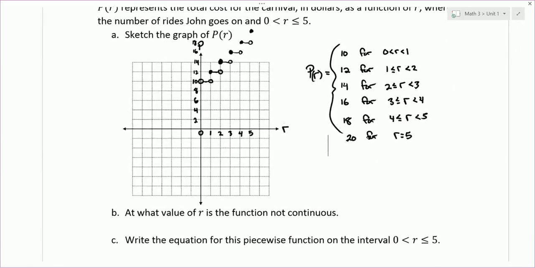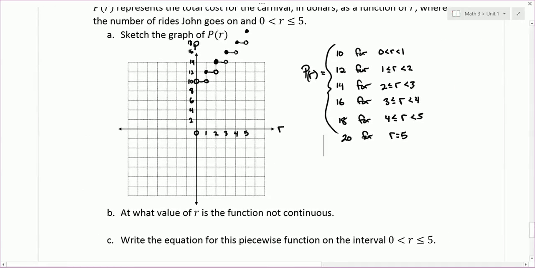Now, at what value of r is the function not continuous? We have this discontinuity at every integer value, and we're only working between 0 and 5. We're not including 0. So we have a discontinuity at r equals 1, 2, 3, 4, and 5. Those are where the jumps are. C says write the equation for this piecewise function. We did right there.